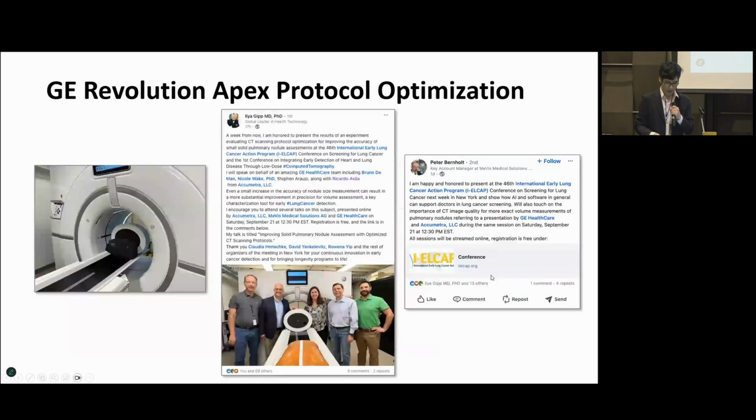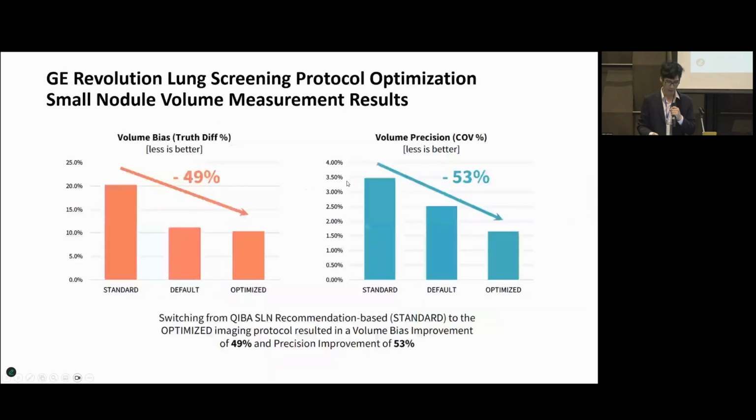scans. Ilya spoke about this protocol optimization with the GE scanners yesterday, and I'm going to just quickly summarize it for those who may not have seen it. The bias decreased by about 50% from just a standard suggested protocol to the optimized protocol. And the volume precision, which is the variation in volume measurement, also decreased by about 50%. So again, this is not with any hardware changes. This is just picking different settings for your protocol.